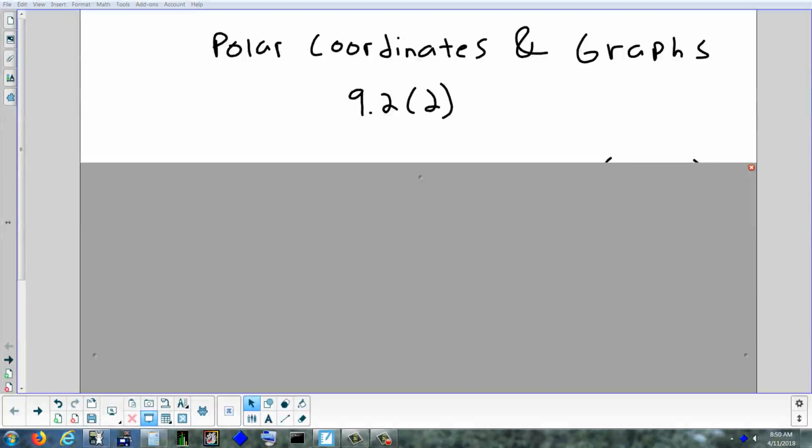All right, so today we'll finish up section 9.2. We're going to look at some graphs in polar. We'll talk about how to convert between polar and parametric, and a few other things.